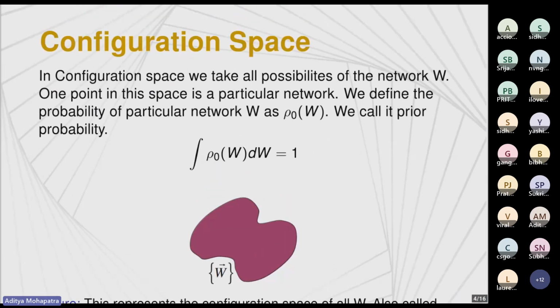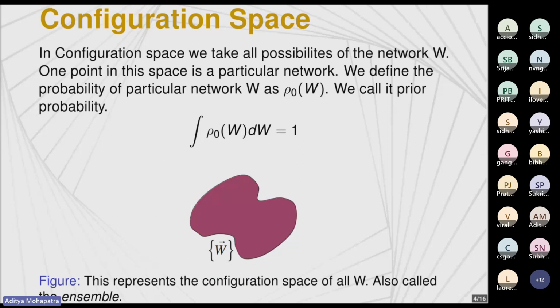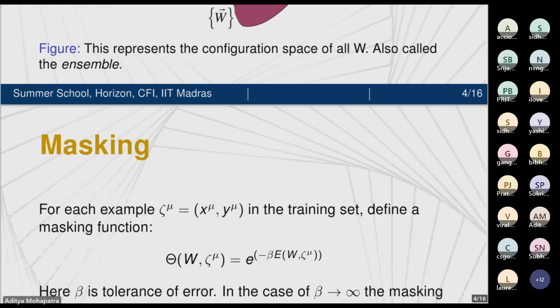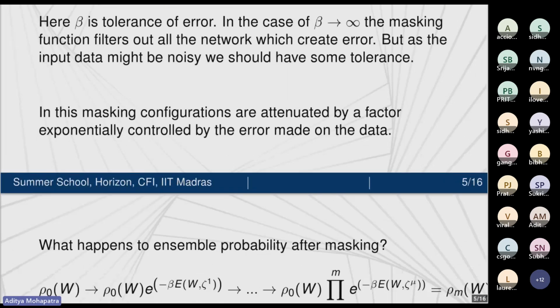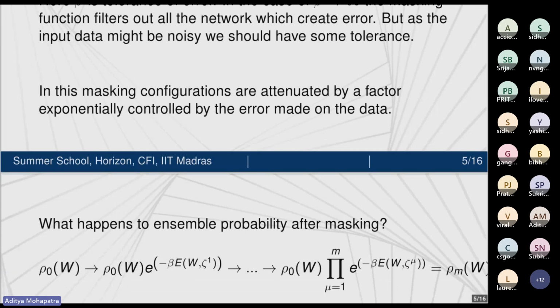So next we move to the configuration space where there are all possibilities of network W. Basically, W is a mathematical function, the space of all possible functions. And choosing a W out of this space is denoted by rho naught W, the probability. To reduce error, like introducing a tolerance term, we use a masking function in the configuration space so that it tries to mask the networks which are causing too much error, so that we have more probability of choosing better networks and less probability of choosing bad networks. And these masking factors are attenuated by a factor exponentially controlled by the error.